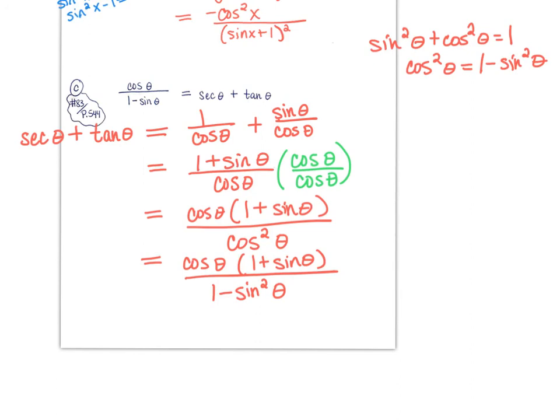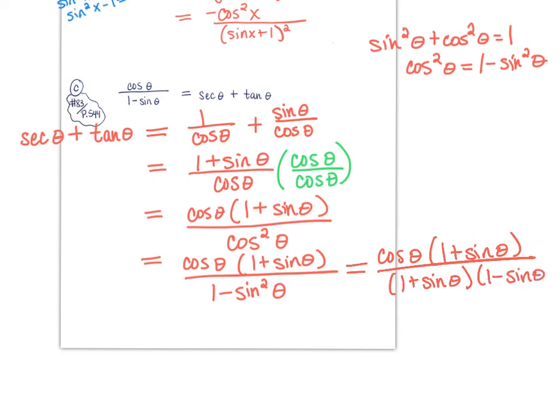1 minus sine squared theta? Can you factor it? If so, how? 1 minus sine of theta times 1 plus sine of theta. Very good. So this is equal to cosine of theta times 1 plus sine of theta divided by the quantity 1 plus sine of theta times the quantity 1 minus sine of theta. What gave it a way to factor was looking at the denominator of that left-hand side. You have a difference of squares here, so you can always factor a difference of squares like this.